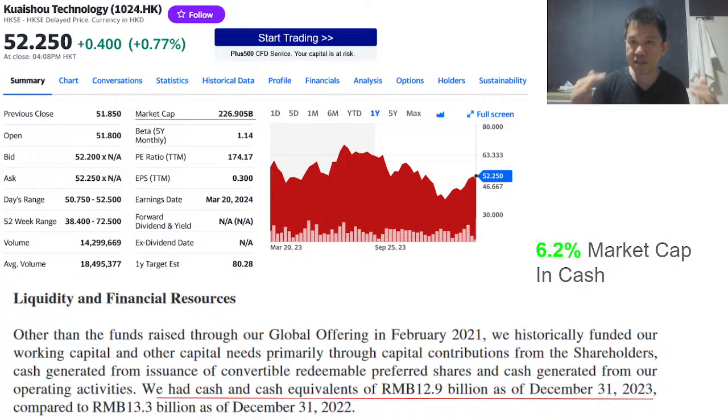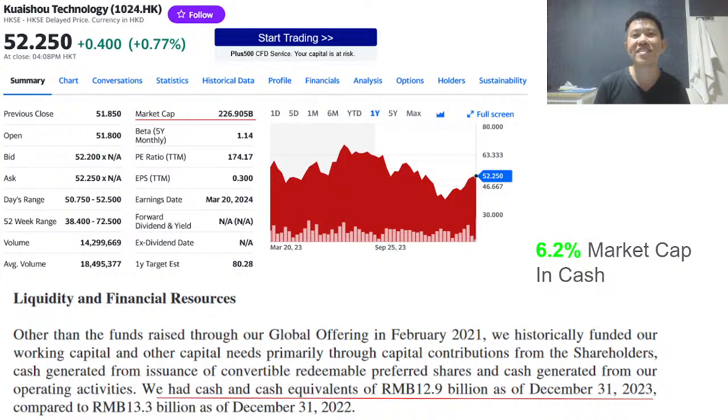And for Kuaishou and Meituan, in 2024 you can expect a 20% growth rate from them. SE is a bit slower, about 18% revenue growth rate. But SE, Kuaishou, and Meituan can all be bought, but you must understand the business. SE is e-commerce and fintech, Kuaishou is social media, short-form video, and live streaming.